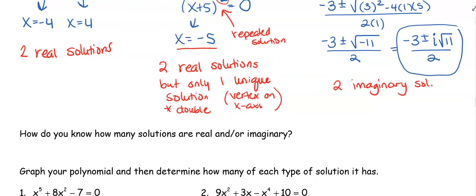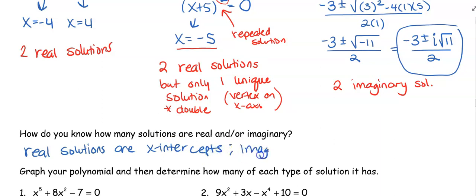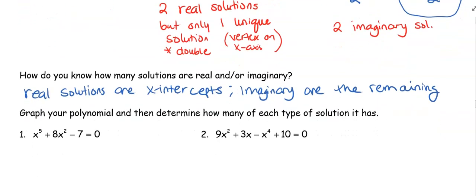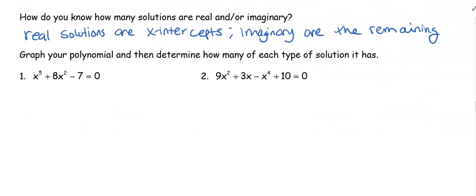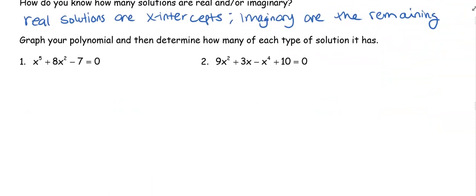How do you know how many solutions are real and how many are imaginary? Real solutions are our x-intercepts. Imaginary are whatever's left over. Imaginary are the remaining. Now we said x-intercepts, that's because we're going to move everything over to 0. Otherwise, we know that we're just looking for those intersection points. Okay, so graph the polynomial, then determine how many and what type of solutions we have.